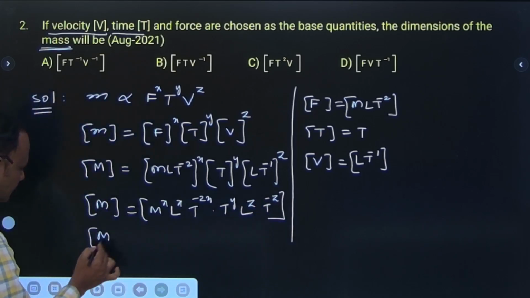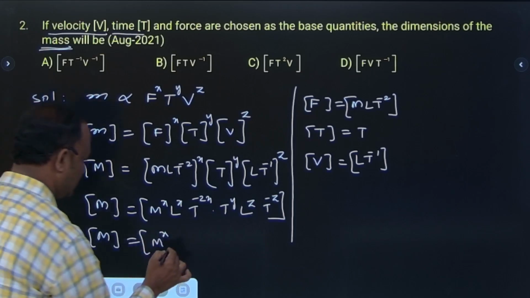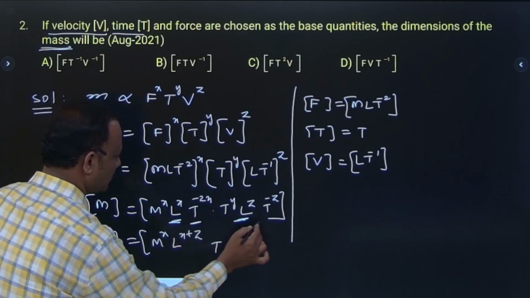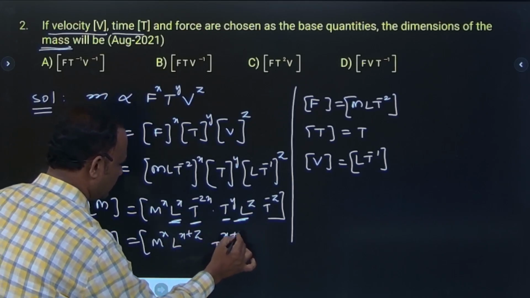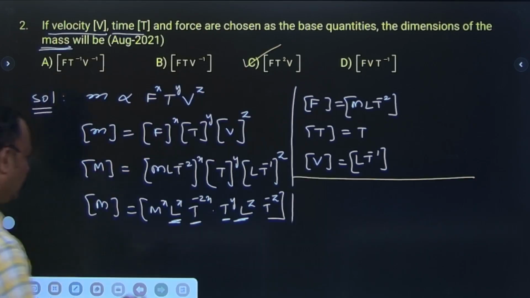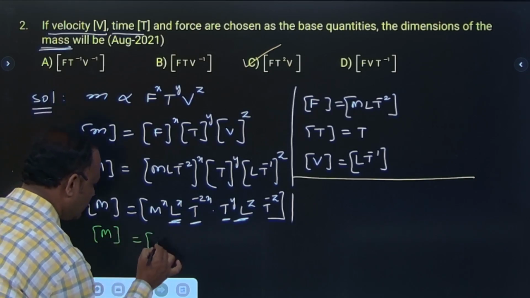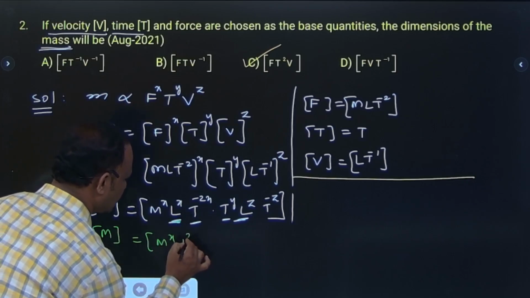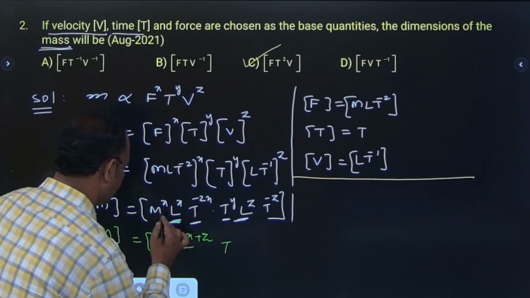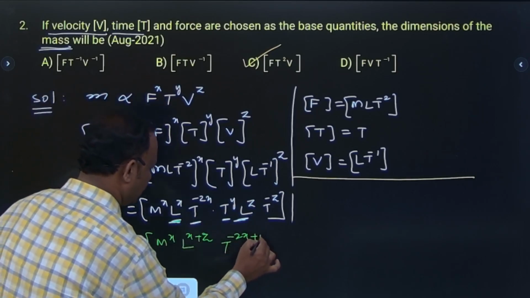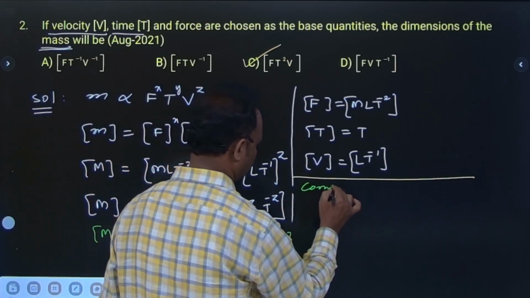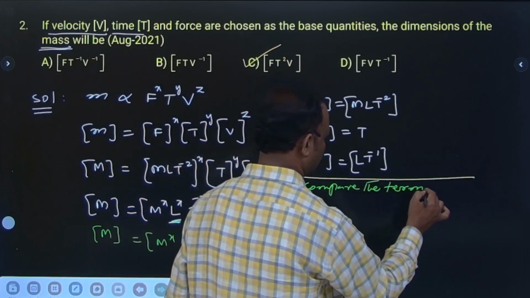Now M is equal to M to the power of x, L to the power of x plus z, T to the power of minus 2x plus y minus z. Then compare the terms. While comparing, M is equal to M to the power of x, L to the power of x plus z, and T to the power of minus 2x plus y minus z.